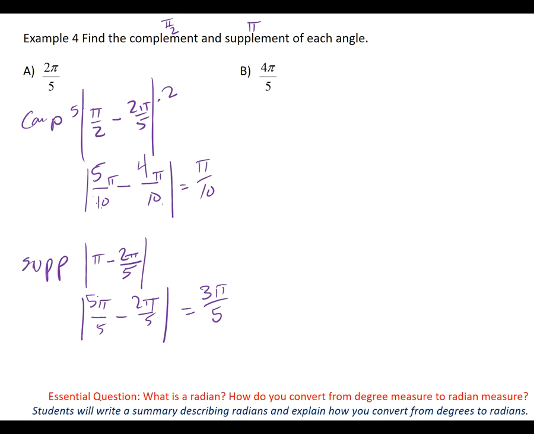Okay, so here's what I want you to do to finish this up, and this is the last one we're going to do. I want you to try complementary and supplementary on the 4 pi over 5. You will get a negative on the complementary, just take the opposite of it. Give you a minute to try it.